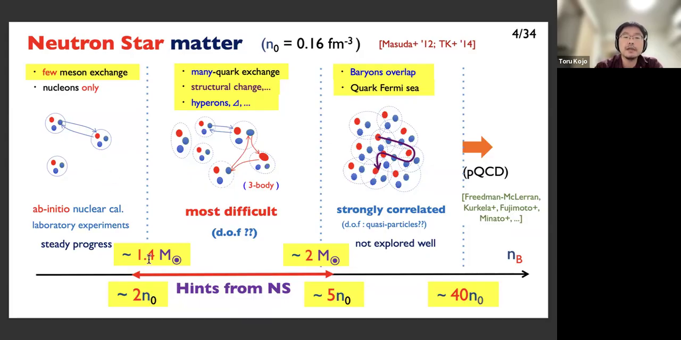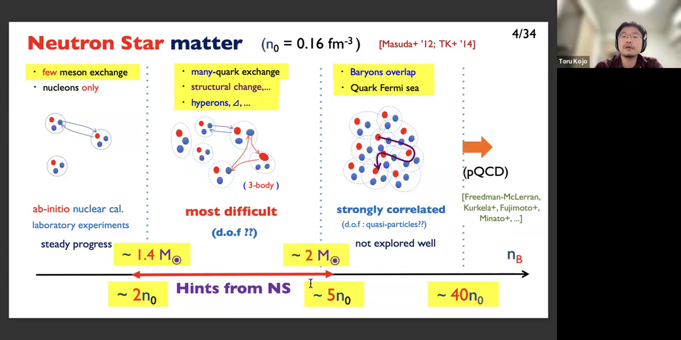But beyond twice nuclear saturation density, it is well known that many-body forces become very important. That means there are many quark exchanges among baryons. With that, we naturally expect structural changes of hadrons as well as degrees of freedom other than nucleons, such as hyperons, delta, omega, and so on. In fact, theoretically, this regime is the most difficult because degrees of freedom change from time to time. Meanwhile, this regime is the most important in the context of neutron star physics.